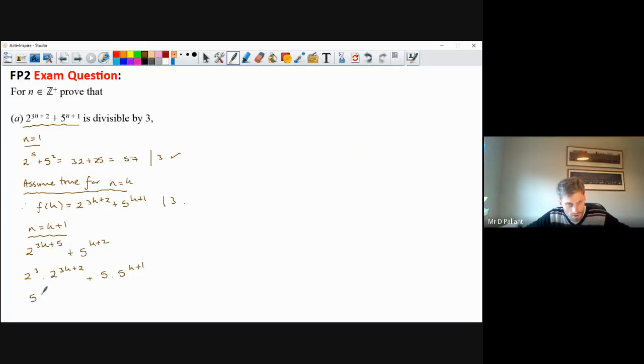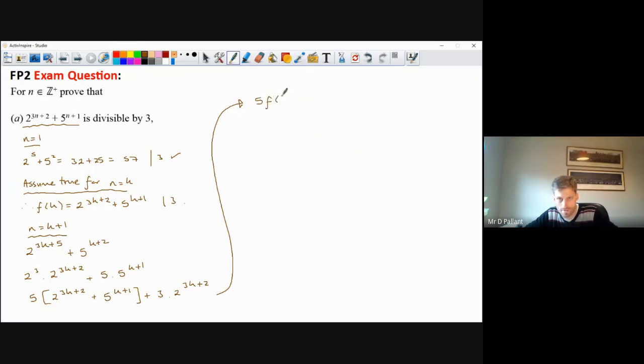So 5 lots of 2 to the power of 3k plus 2 plus 5 to the power of k plus 1 plus an additional, that's 8, so I need 3 more of those. So what I've actually got there is 5 lots of f of k plus 3 lots of 2 to the power of 3k plus 2. And that is sufficient because f of k is a multiple of 3, divisible by 3. And this is obviously divisible by 3 as well because we factored out a 3.